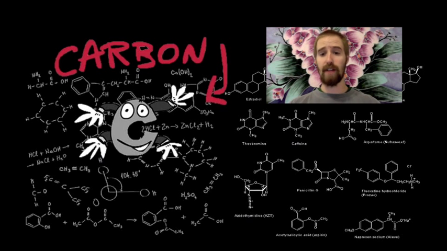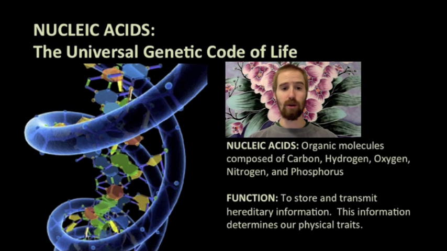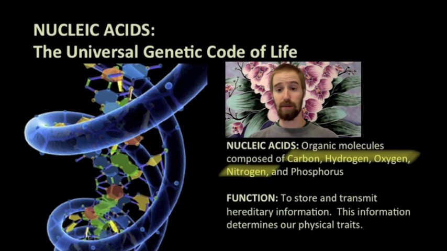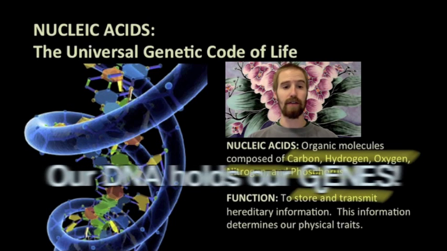Carbon is a special kind of atom because it can form up to 4 covalent bonds with up to 4 additional atoms simultaneously. This ability allows carbon to form very large, very complex molecules, and it is this complexity that allows carbon-based molecules to do so many important jobs for and inside of living organisms. In addition to being composed of carbon atoms, nucleic acids are also composed of hydrogen, oxygen, nitrogen, and phosphorus atoms. The function of nucleic acids is to store and transmit genetic information.